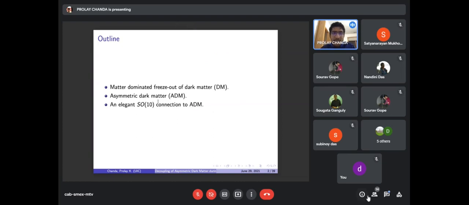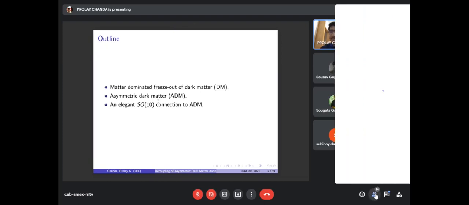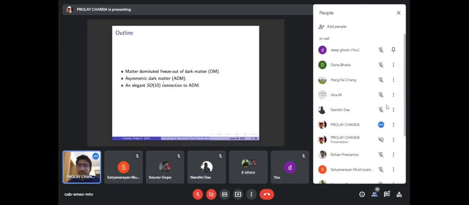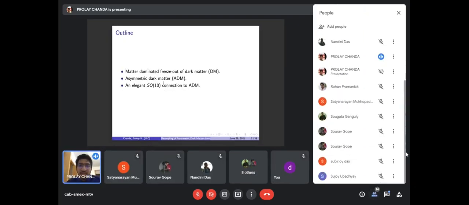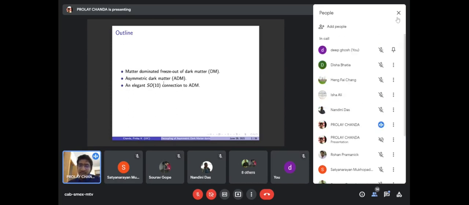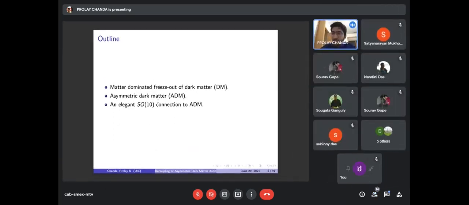And before I start the talk, I'd like to outline what I'm going to talk about. It is segmented into three topics. So first I will talk about matter-dominated freeze-out of dark matter, and then it will follow with a discussion on asymmetric dark matter, and then I will talk about an SO(10) connection to the asymmetric dark matter picture.